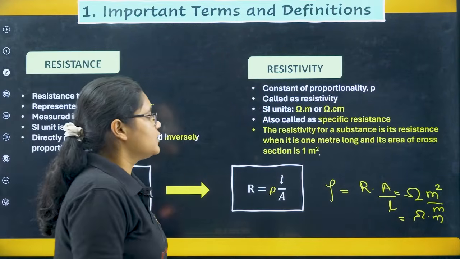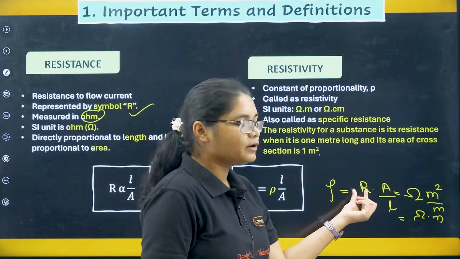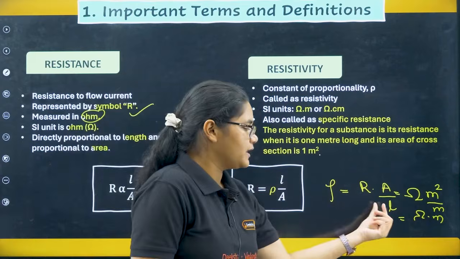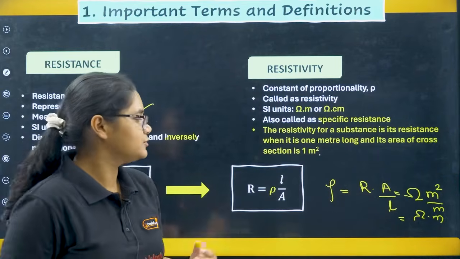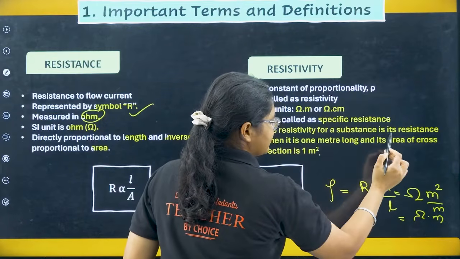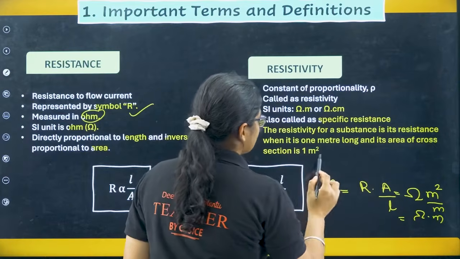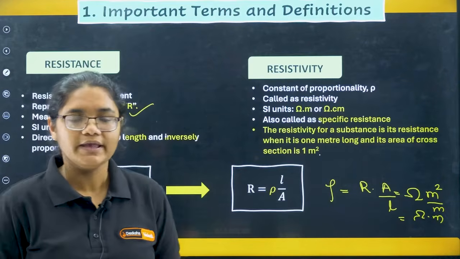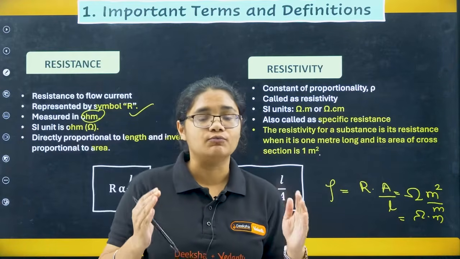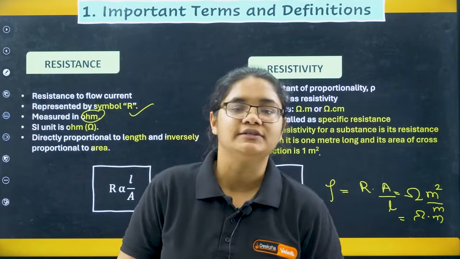Okay, next, what is the definition of resistivity? Resistivity is equal to the resistance when the area of cross section is 1 meter square and length is 1 meter, right? The resistivity of a substance is its resistance when it is 1 meter long and its area of cross section is 1 meter square. So for any substance which is 1 meter long and has a cross sectional area of 1 meter square, the resistance that it offers is its resistivity.